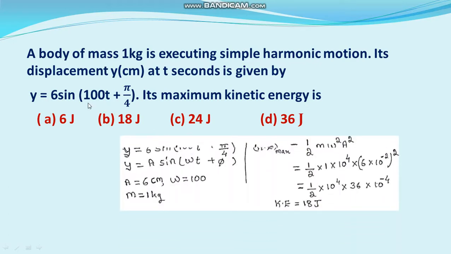The given equation is in SHM, so compare with the standard equation. There you are getting amplitude 6 centimeter. It is necessary to convert into meter. And angular frequency is 100. Mass is already given, it is 1 kg. So maximum kinetic energy formula is what? Half m omega square a square. So substitute the values. Here 10 raised to 4 and 10 raised to minus 4 cancelled. 1 by 2 into 36. Yes, you are getting here 18 joule. So our answer is B.